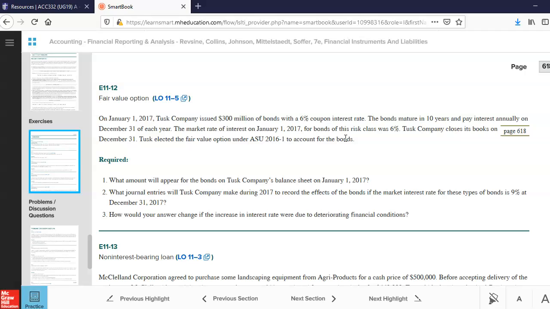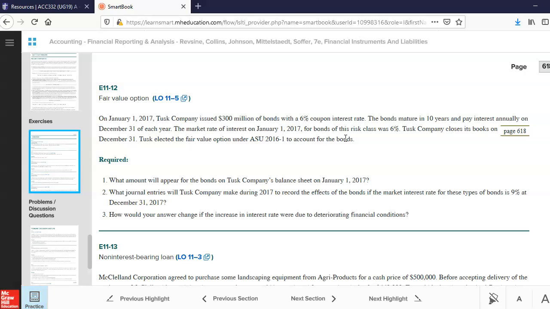And so it says right here, January 1 of 17, Tusk Company issues $300 million worth of bonds, a 6% coupon. The bond matures in 10 years, pays interest annually on December 31 of each year. The market rate of interest on January 1 of 17 for bonds of this risk class would be 6%. Tusk Company closes its books on December 31. Tusk elected fair value option to account for the bonds. So question 1, what amount will appear for bonds on their balance sheet on January 1 of 17?